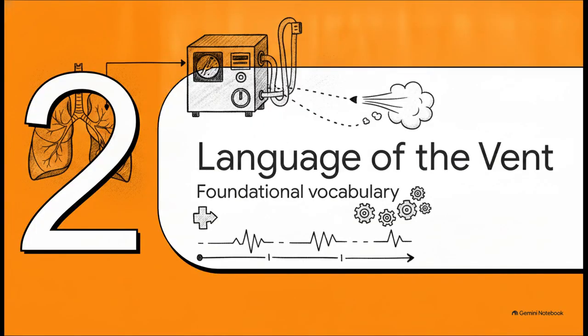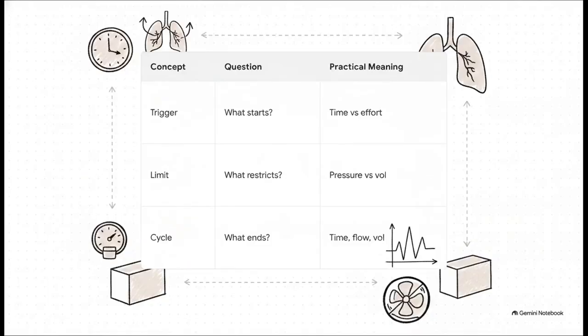Moving right along to section 2, the language of the vent. We need a foundational vocabulary to understand what the machine is actually doing during every single breath. Once you grasp these 3 words, trigger, limit, and cycle, you literally stop memorizing settings and start actually understanding physiology. Every complex mode out there is just a different mashup of these 3 variables. The trigger, that's what starts the breath. It might be a strict timer set by the machine or a drop in pressure when the patient's diaphragm makes an effort.